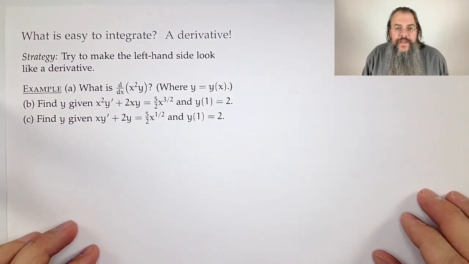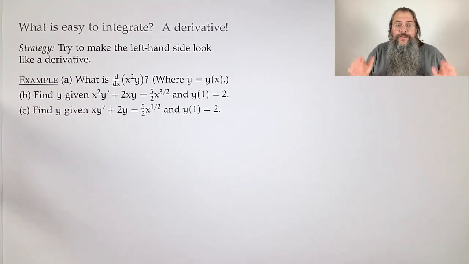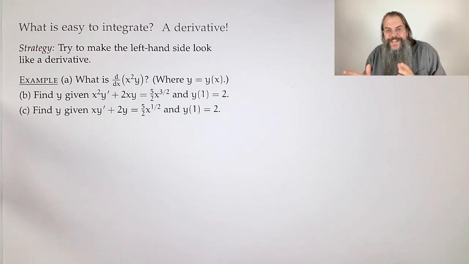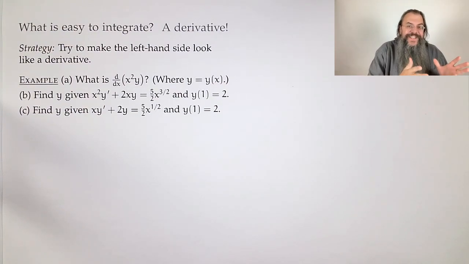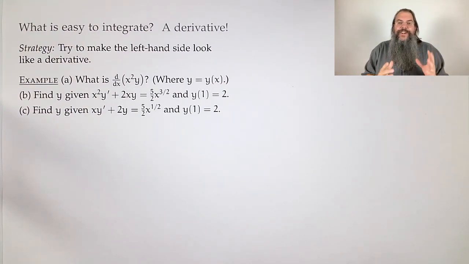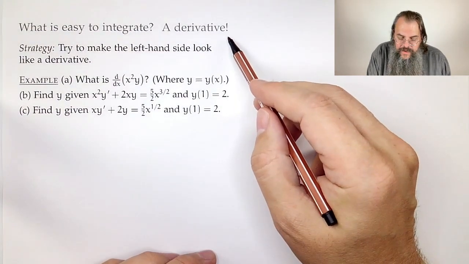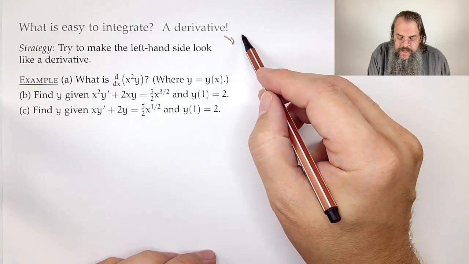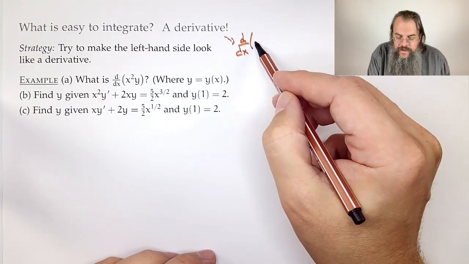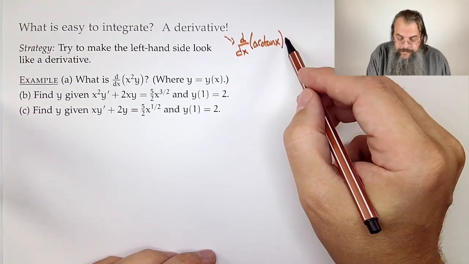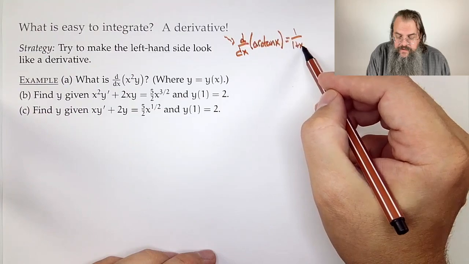So the basic idea, and it's really such a simple thing, comes down to the following really easy question. What is easy to integrate? And the answer is a derivative. It's really, really easy to integrate a derivative. And so what's an example of that? Well, we know, for instance, if we take the derivative of some random function, I don't know, arctangent, that seems pretty random, we know that's 1 over 1 plus x squared.